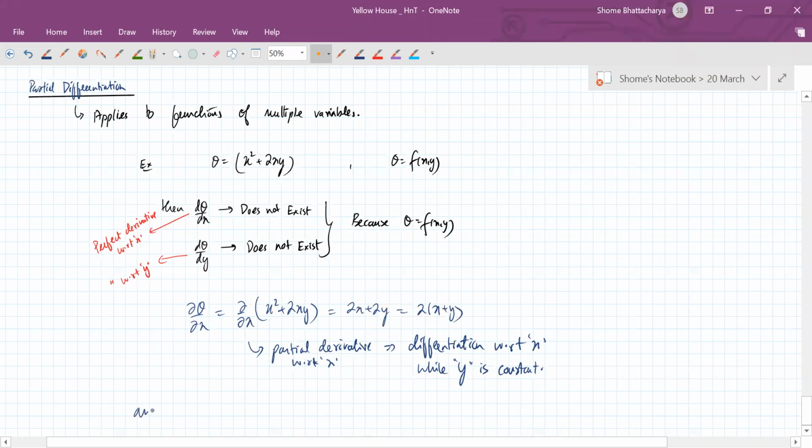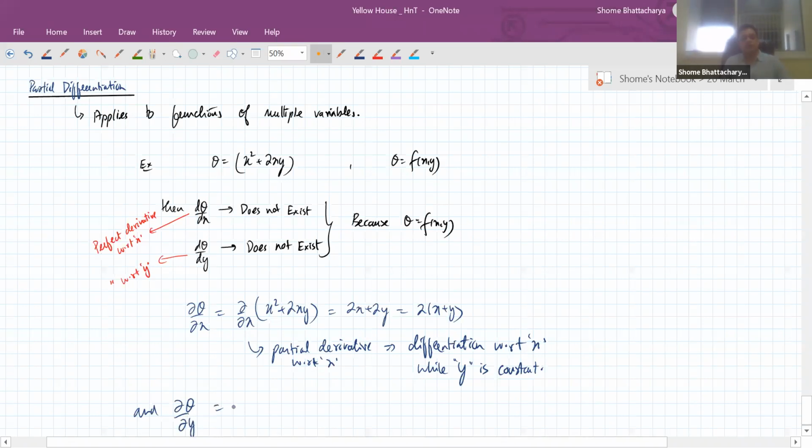And similarly, partial derivative with respect to y would become: differentiate this with respect to y, but as if x is a constant. So differentiation of a constant with respect to y would give us 0, and differentiation of 2xy with respect to y would give us 2x. So this would become 2x.